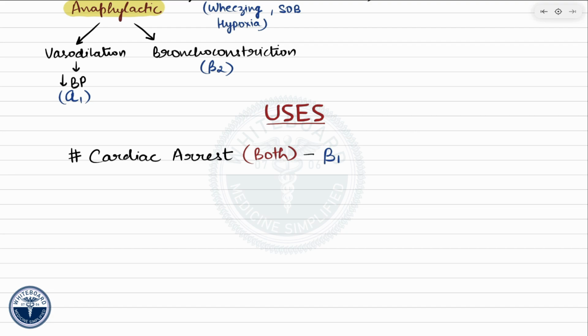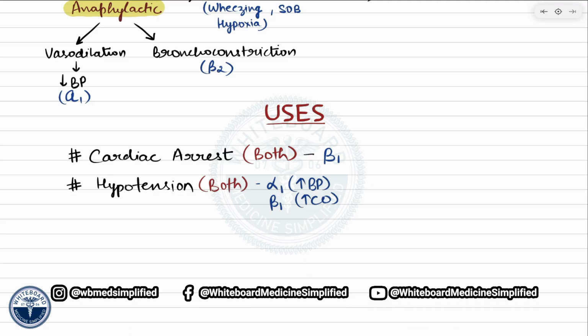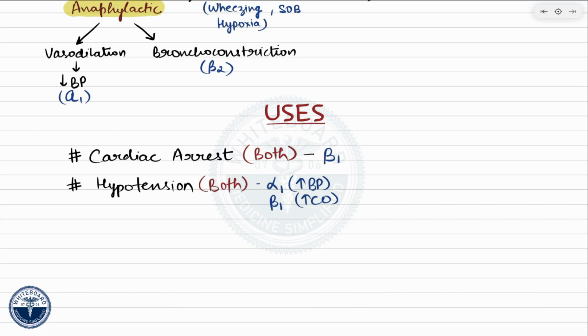Both drugs can also be used in hypotensive states because they stimulate alpha-1 receptors, causing vasoconstriction and increasing blood pressure, while beta-1 stimulation helps support cardiac output. In fact, norepinephrine is one of the most commonly used vasopressors when the primary goal is to restore blood pressure and maintain organ perfusion. Another important use of both drugs is as an adjunct to local anesthetics.